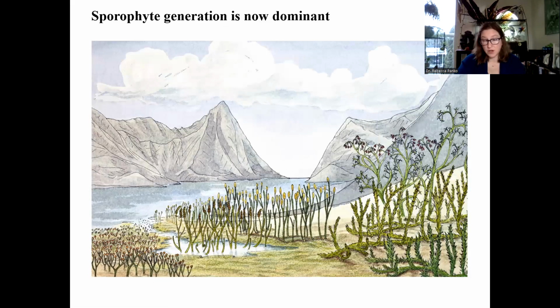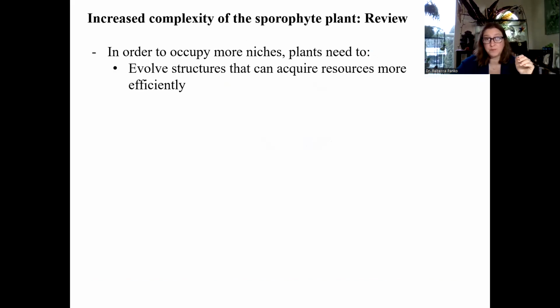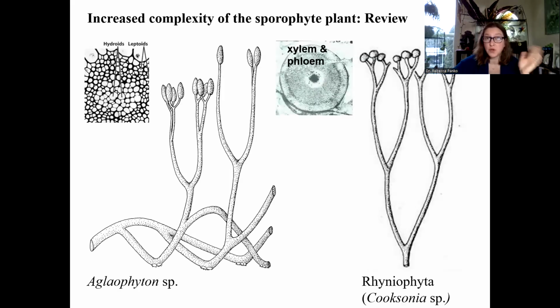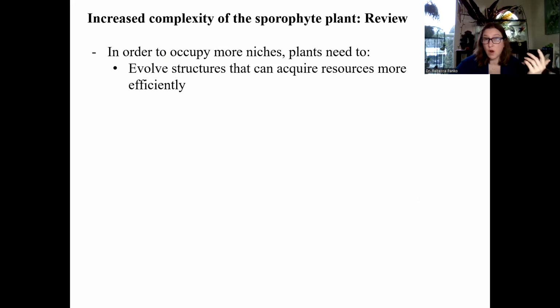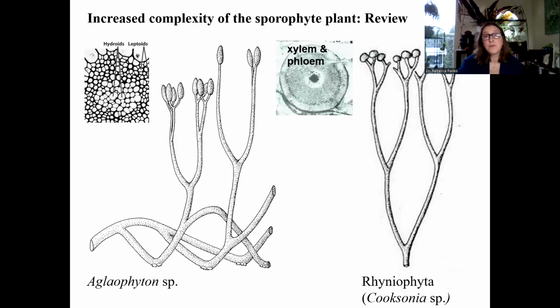So when we started to learn about vascular plants, plants were moving further onto land, having a more complex sporophyte generation such that the sporophyte generation becomes dominant. And if we're going to keep moving onto land, we have to have structures that can acquire resources more efficiently. So when we learned about the beginnings of these vascular plants, what were these structures that can acquire resources more efficiently?